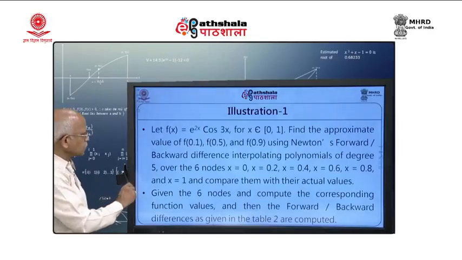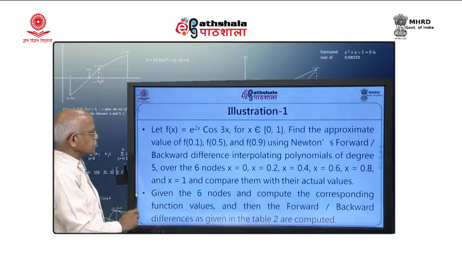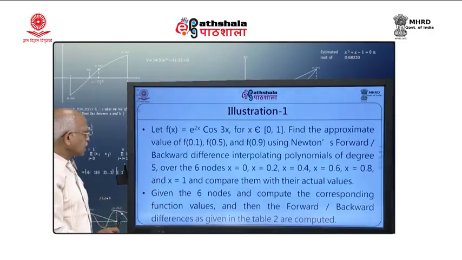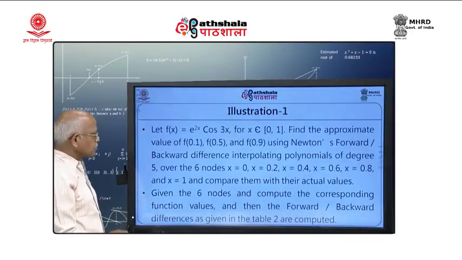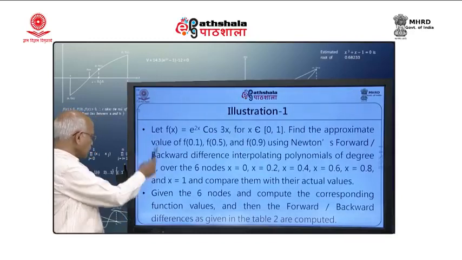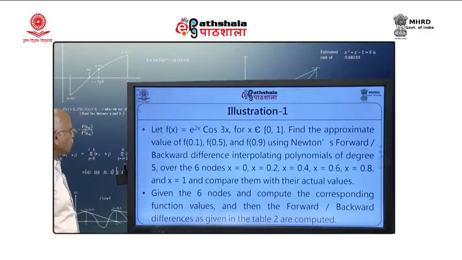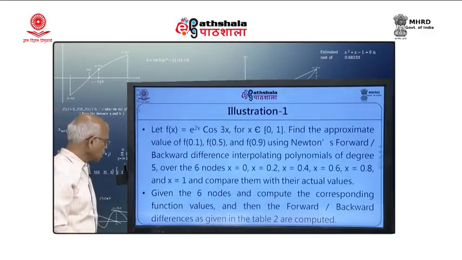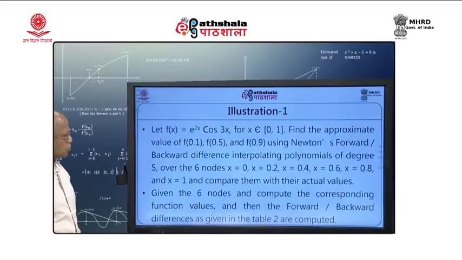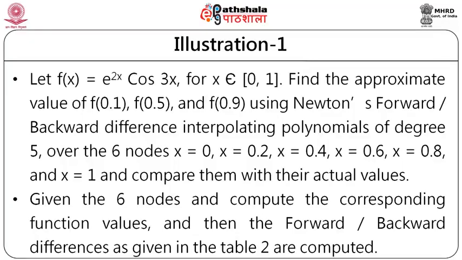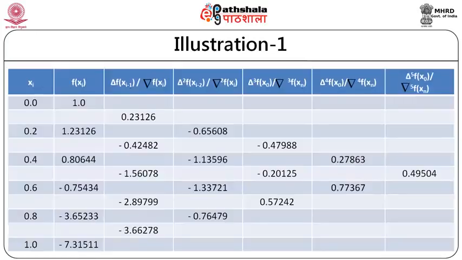So, you can see the difference between 2 consecutive values of x is always 0.2, and we will compare them with their actual values. Actual values we can compute because f x is known. Given the 6 nodes, we compute the corresponding function values, and then the forward and backward differences as given in table 2 are computed. So, first we do that.